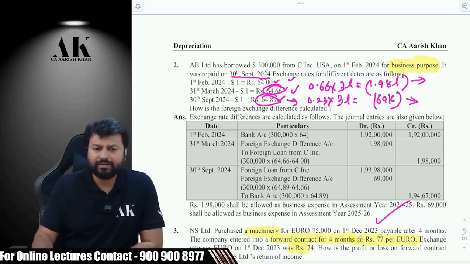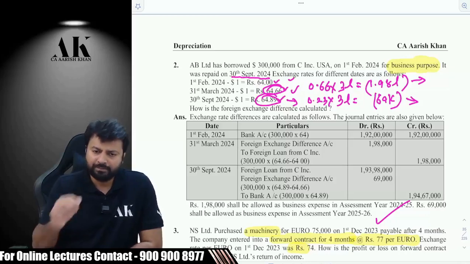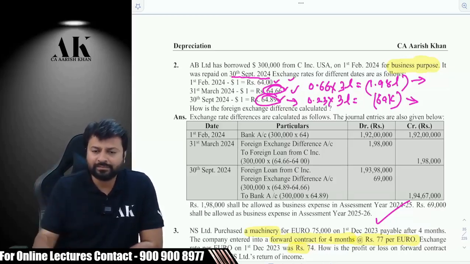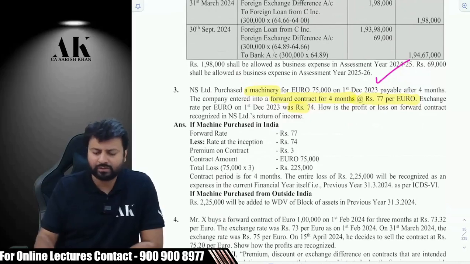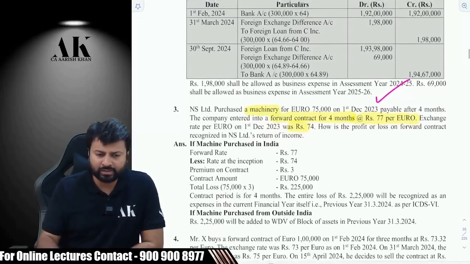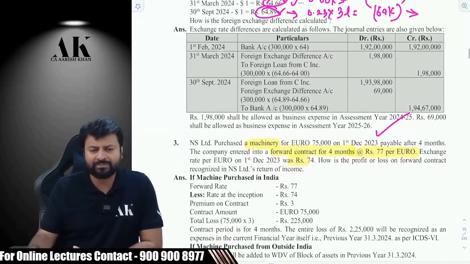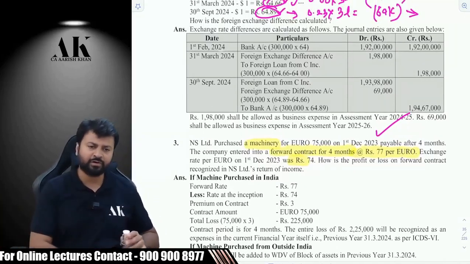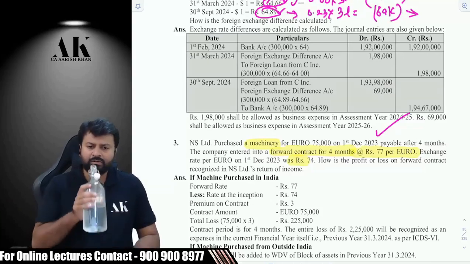If I buy from India, then which section will apply? 43AA will apply. And if 43AA is applied, where will I recognize the gain or loss? P&L account. And if I buy from outside India, then which section will apply? 43A. Then accordingly, gain or loss will be done. What effect will be given for gain or loss? It will be adjusted in the WDV of the block of asset. You can just go to the solution if you want. Just for the sake of clarity, we are making both the assumptions. In exam, you can make one of the assumptions if you want. Need not write both.